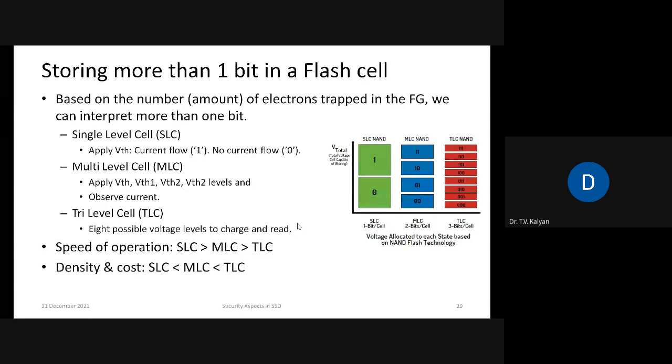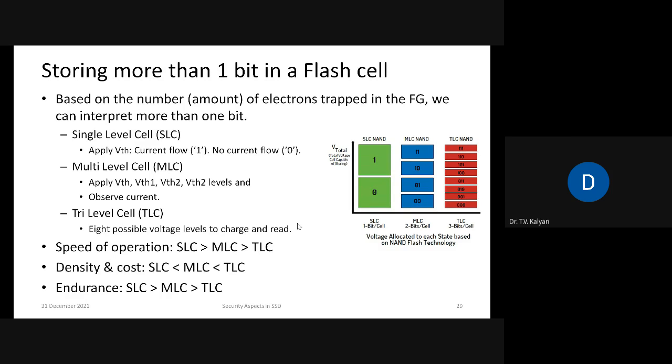And if you look at the density and the cost, TLC is much cheaper than MLC and SLC, and also the density is proportional to the number of bits you store. It is 3 times more dense than SLC.